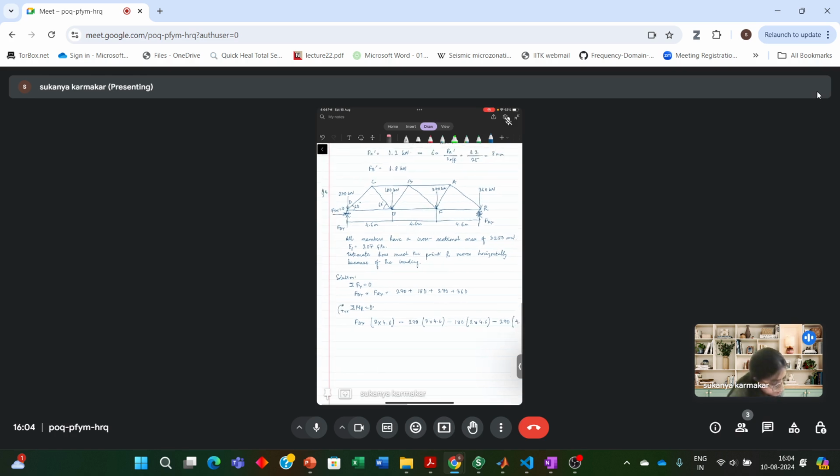So using these two equations, from this equation, you will get Fdy is equal to 480 kilonewton. And if you substitute it back into the first equation, you will get FRy is equal to 600 kilonewton. Fine. Then I need to find out the horizontal displacement at point R. So the horizontal displacement will be the sum of the displacement in the bar DE plus EF plus FR.